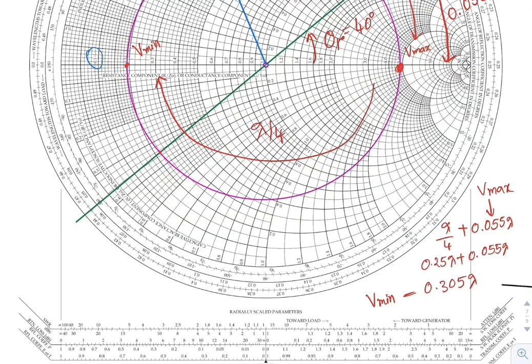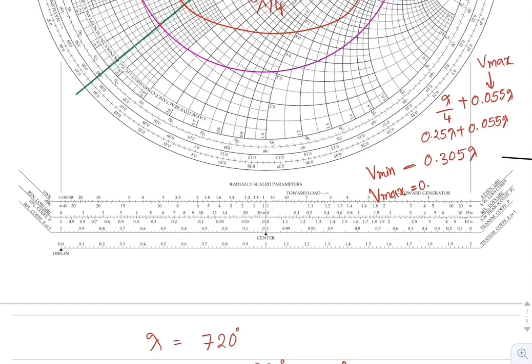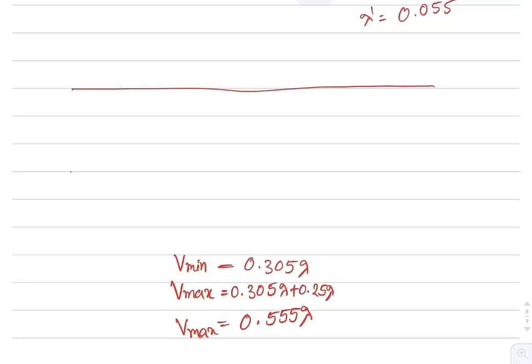So this is the place where you have V minimum and this is V maximum. Again, from this V minimum, if you travel a distance of lambda by 4, then again you will get Vmax. Vmax again you will get at 0.305 lambda plus 0.25 lambda, that equal to Vmax 0.555 lambda.